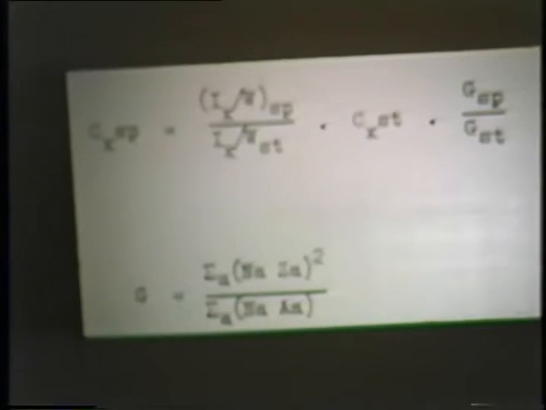This is where the trick comes, to get as accurate a measure of the matrix as possible. Either you make your standard up in a matrix the same as the matrix of the biological material, in which case this G specimen over G standard just cancels out, or you very carefully calculate the matrix in the specimen. Using this equation, you can then get quantitative information. Could we go back a couple of slides?